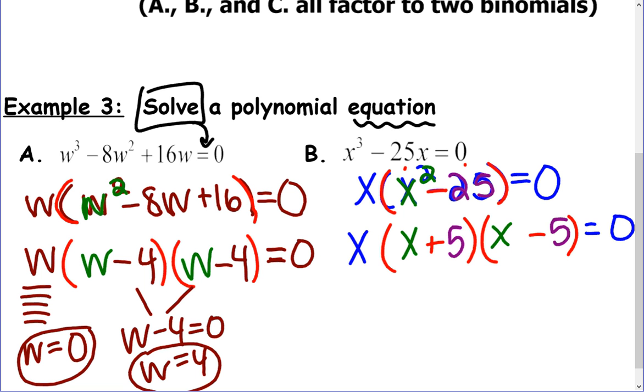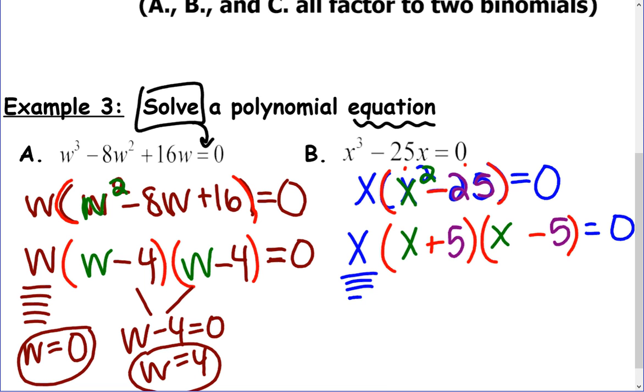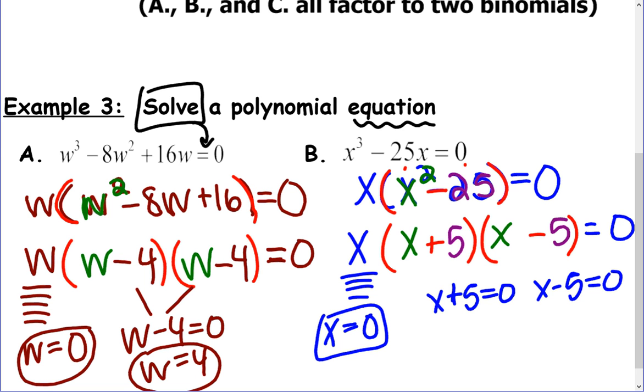So we need to take each factor and set it equal to 0. So we need to take the x and set it equal to 0, and that's one of my solutions. And then the x plus 5 factor, set that equal to 0, and the x minus 5 factor equal to 0. Notice those aren't the same, so you're going to get two different solutions. Subtract 5 from both sides, add 5 to both sides.